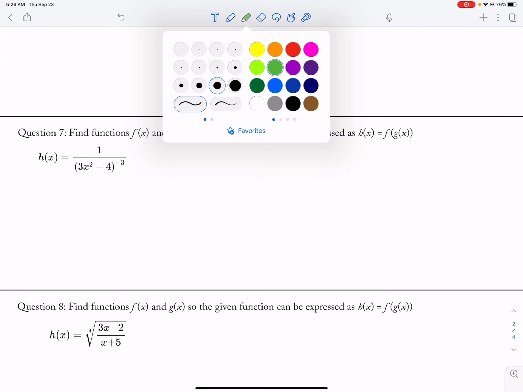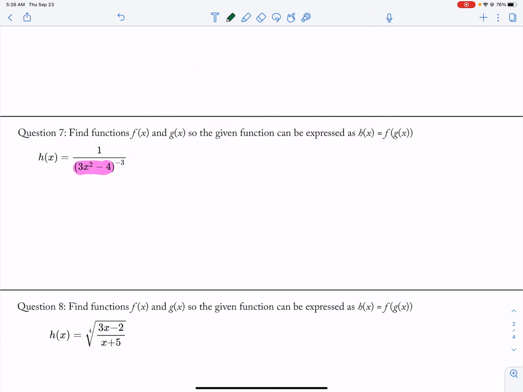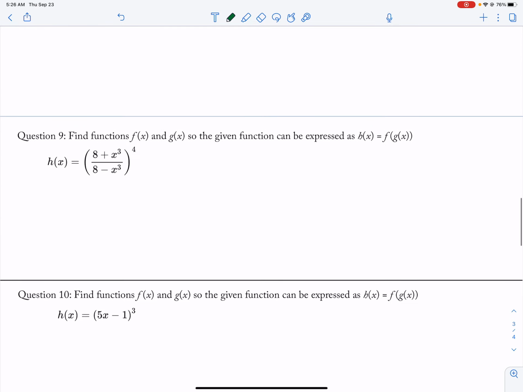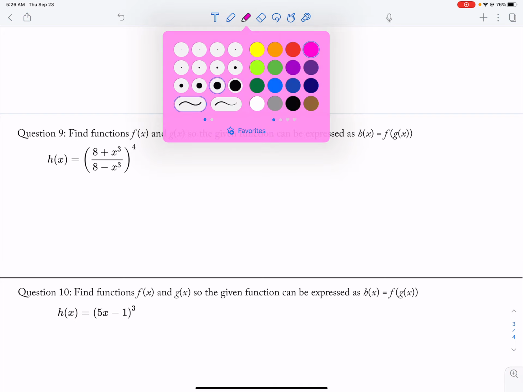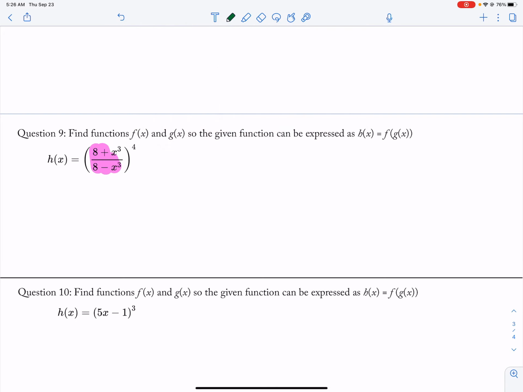Okay, so now looking again, looks like this is my g of x. And it looks like the outside guy, my f of x, is 1 over x to the negative third power. Here's my inside. So g of x is equal to 8 plus x cubed over 8 minus x cubed. And then the outside guy is that fourth. So f of x is equal to x to the fourth power.